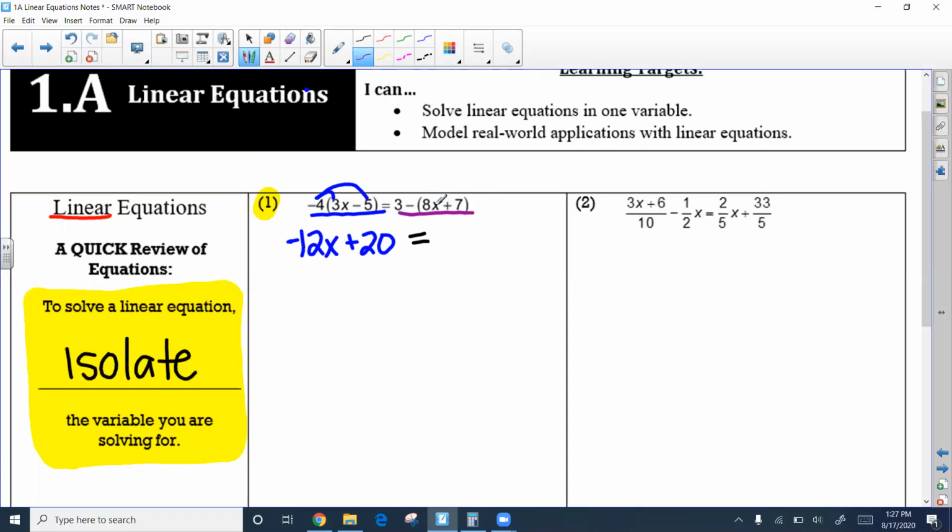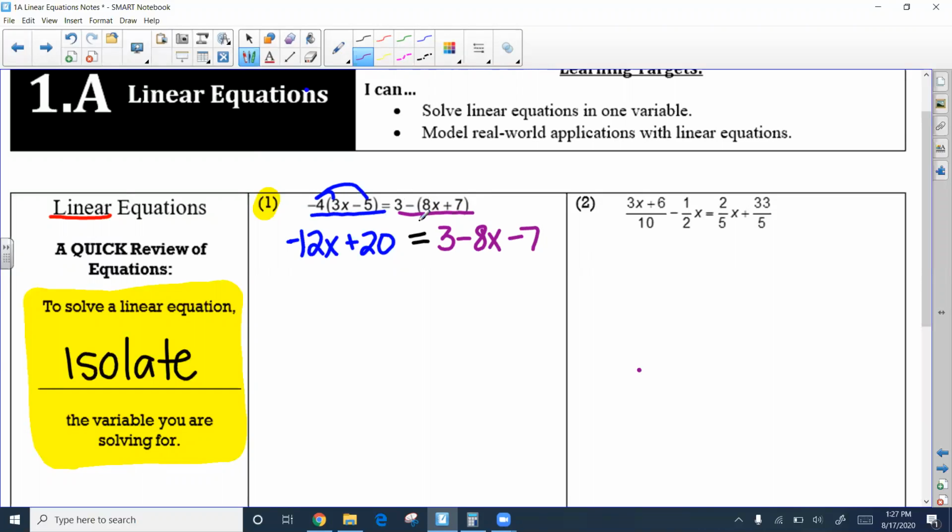So first of all, on the right side, I do have parentheses, but the way this is written, I have 3 minus this expression, 3 minus (8x plus 7). So I'm not distributing the 3. What I'm doing is I'm subtracting. So I've got the 3 in the front, and then I'm subtracting everything in the parentheses. So one way to think about it is we're subtracting 8x, and we're subtracting 7.